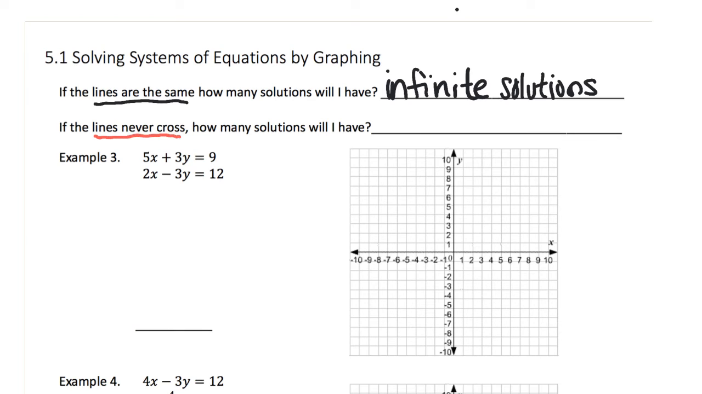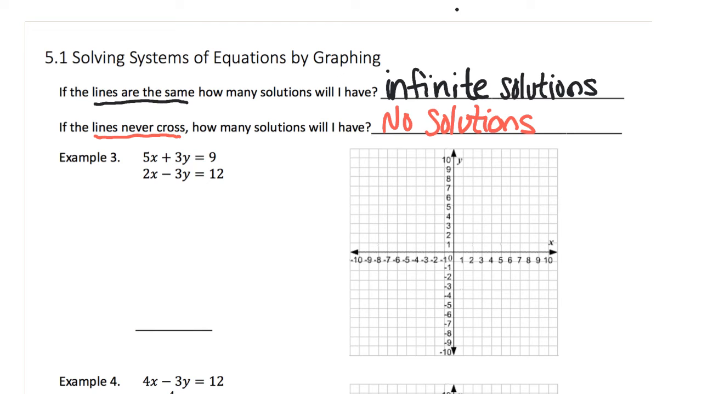If my lines never cross, then they're going to have no solutions. So if they never cross, there's going to be no solutions. Okay, so let's do one more example here.